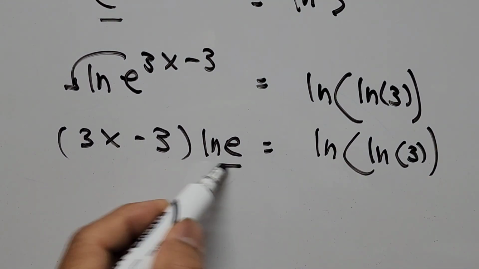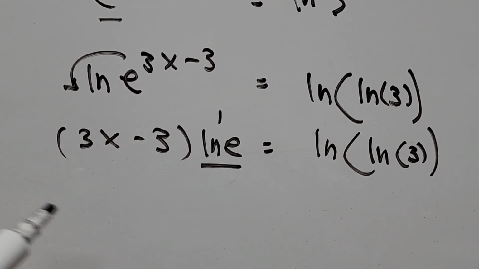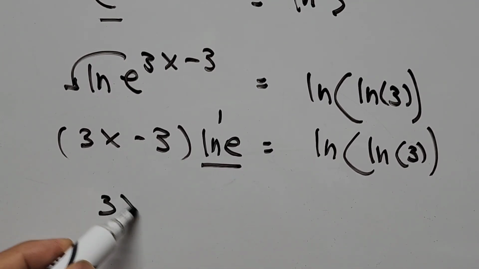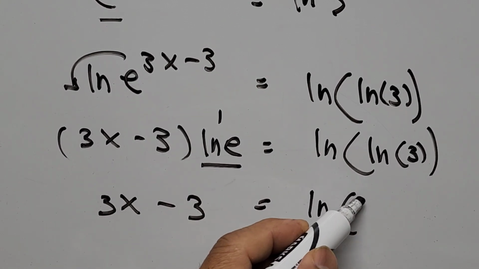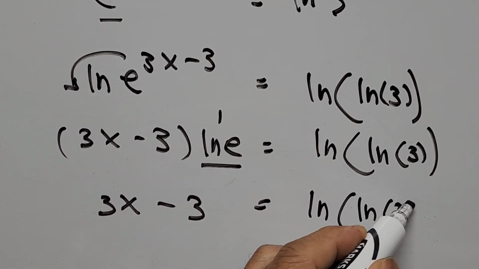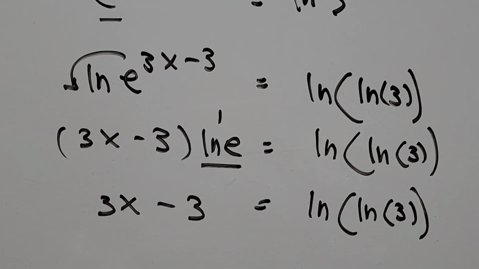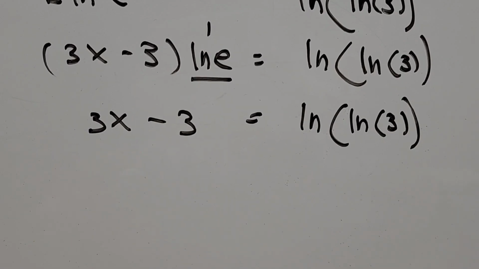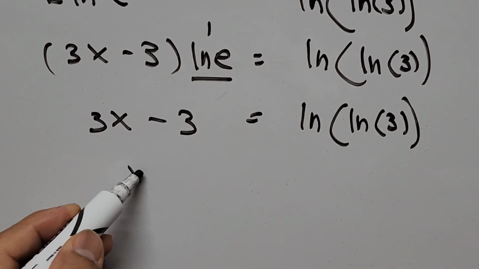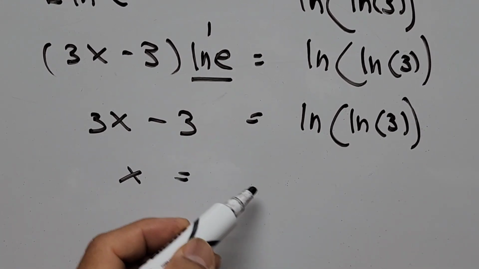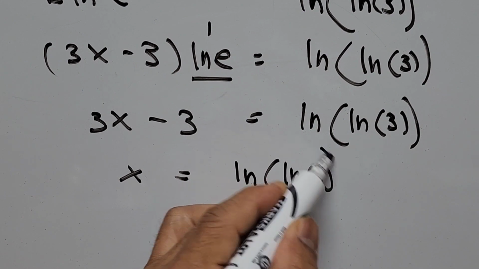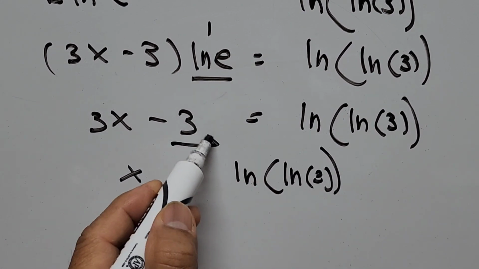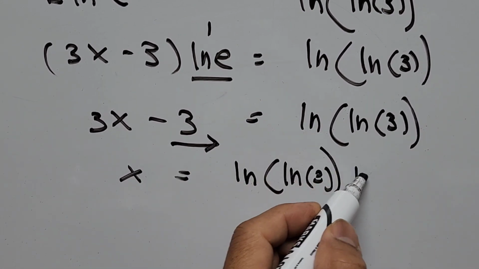And here, natural logarithm of e is 1. So we have 3x minus 3 equals natural logarithm of the natural logarithm of 3. Simplifying the whole equation, x is equal to natural logarithm of the natural logarithm of 3, and taking that negative 3 to the right hand side, it will be plus 3.